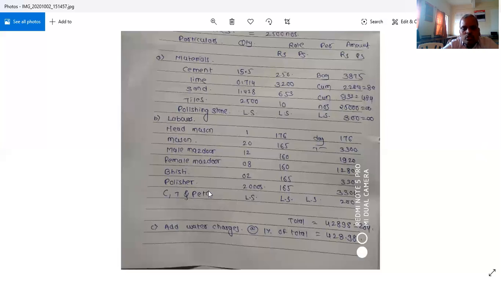After that we have to again go for the labors. How many laborers are required? One head mason is required. The rate is 176. Whereas the mason, 20 masons are required. 165 is the rate, 3300. Male mazdoor required is 12. 160 is the rate, so 1920. Female mazdoor required 8 numbers, 160 is again the rate, so 1280. Bhistis, 2 are required. The rate is again 165, 330. Polishers, after fitting the mosaic tiles we have to go for the polishing.